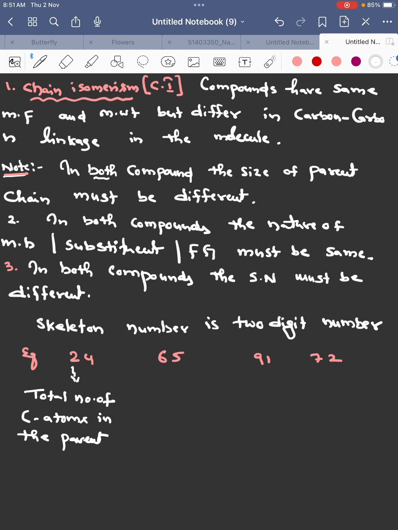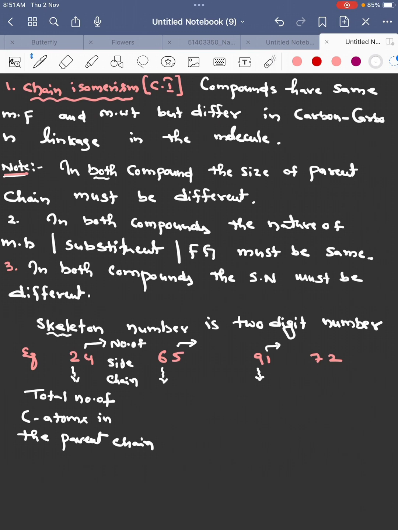We know which is the parent chain? The longest carbon chain. The longest carbon chain is called parent chain or skeleton chain also. And the second number represents the number of side chains. So, my dear student, you can go for 246591, whatever you want. The first digit represents total number of carbons, the second digit represents number of side chains. Here also total number of carbons in the parent chain, and the other represents number of side chains in the main chain.